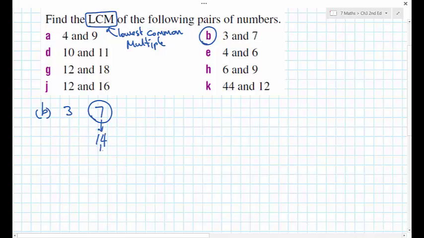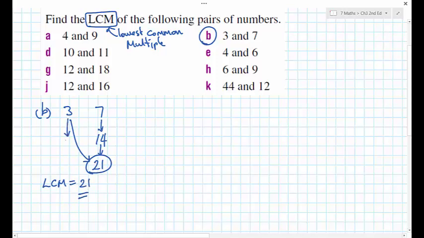Okay, so I end up with 21. Is 21 divisible by 3? Yes, it is. Okay, so I know that 21 is divisible by 3 here, and so I know that the lowest common multiple is equal to 21.